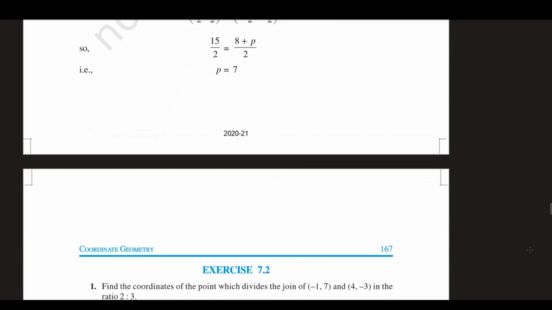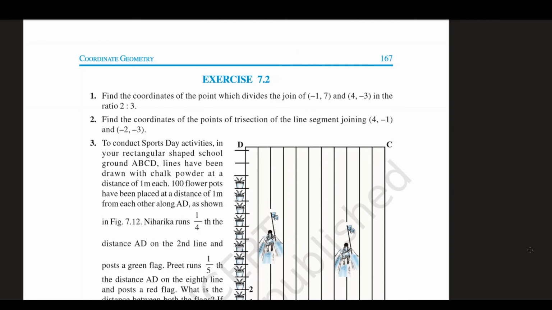Similarly, you can do all the other examples by yourself. In the next video, we will be doing exercise 7.2.